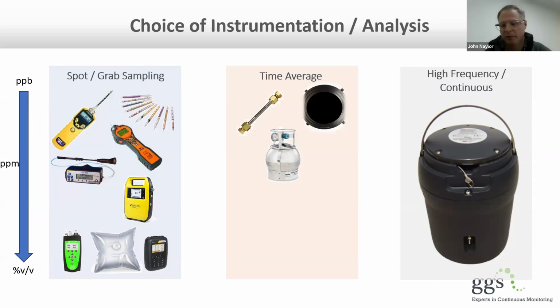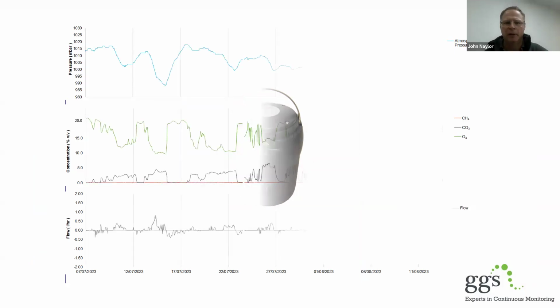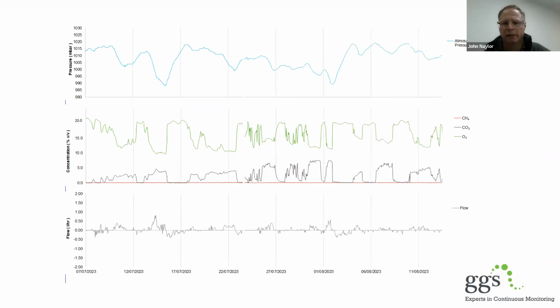So let's just take an example here of some continuous monitoring, which is GGS's specialism and expertise. Here we have some information taken by a gas sentinel, and as you can see, the variability of gases at that particular location. If you just eyeball the results from the pressure on the top graph to the middle graph, you can see there's a direct correlation there with atmospheric pressure.